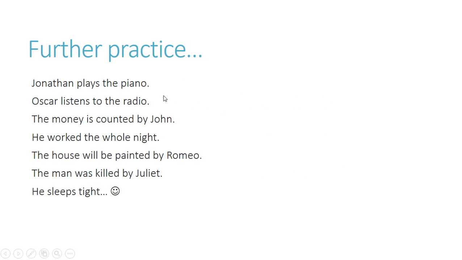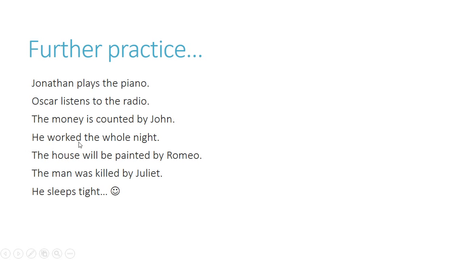Jonathan plays the piano. Is this using active or passive voice? Of course, it is using active voice because Jonathan is doing the action. Then Oscar listens to the radio. The one doing the action is the subject. So, active voice. Then the money is counted by John. Who is counting the money? John. In this case, this one is passive voice.